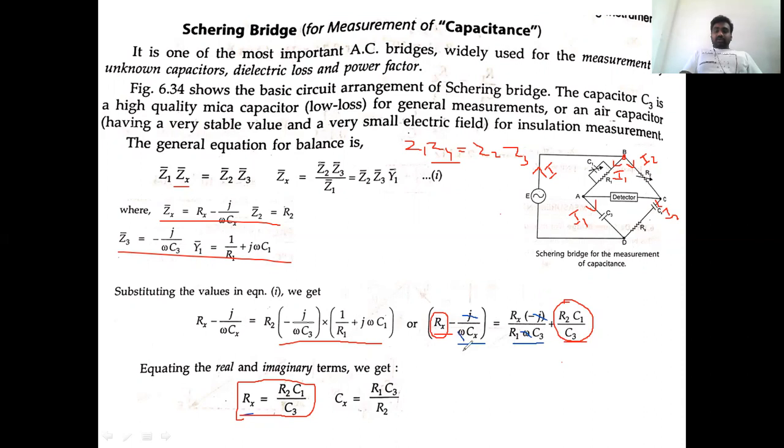What is the value of unknown capacitance C suffix x? C suffix x is equal to R1 C3 divided by R2. R1 C3 divided by R2. That means here we can find out the real terms and imaginary terms, and we equated the expression. So this is a simple term we got.